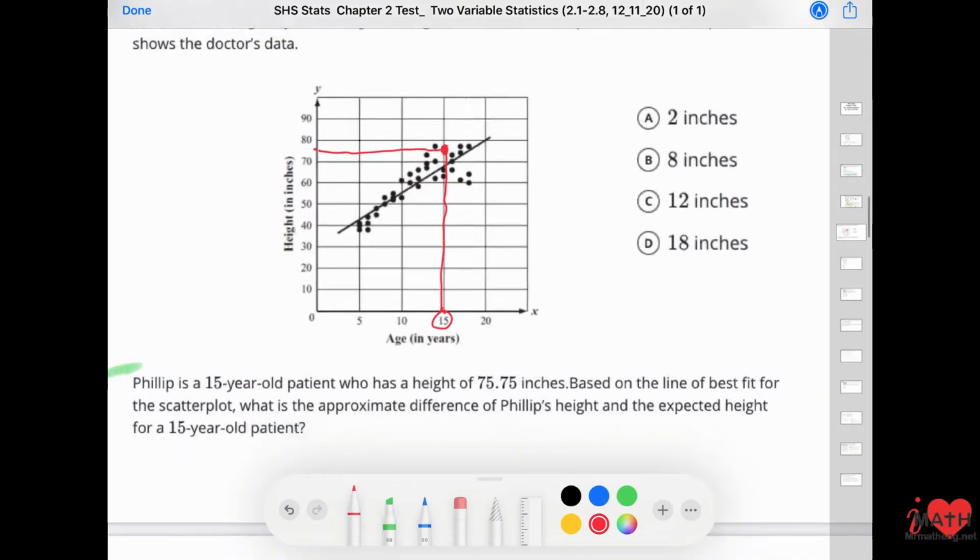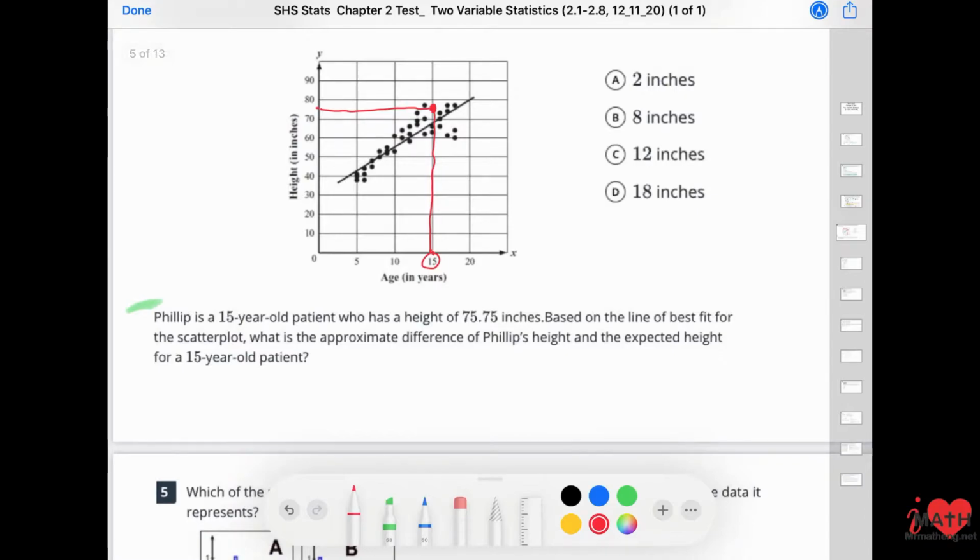Okay, so based on the line of best fit for the scatter plot, which is the approximate difference? So this would be a subtraction of Philip's height. I'm going to put a word here, actual, and the expected or predicted. Which has these two words here? You should be thinking of residuals. That's actually a formula for residuals. They're not telling us in this problem, but that's what they're actually asking us. What is the approximate difference?